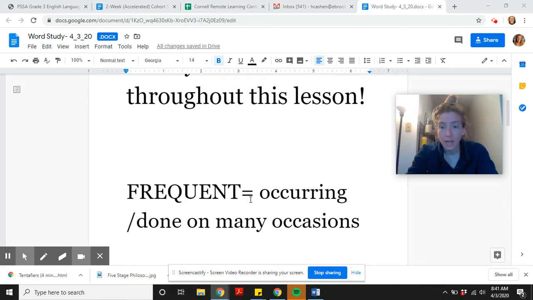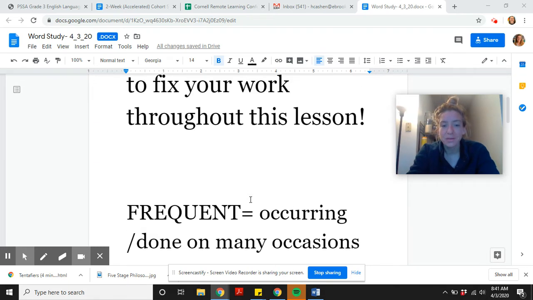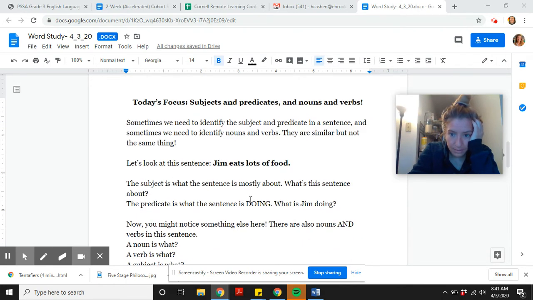So if you say, I make frequent trips to the grocery store, that means you go to the grocery store a lot. If you say, my dog frequently pees on the rug, that means your dog pees on the rug all the time. Frequent means occurring or done on many occasions. All right, cool. We will return back to that later.